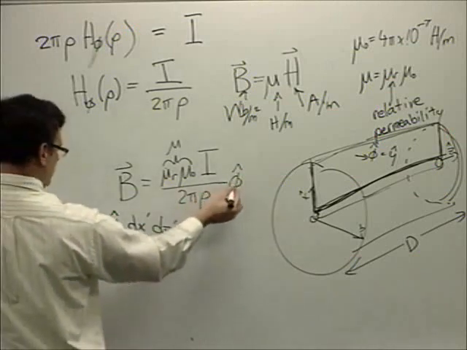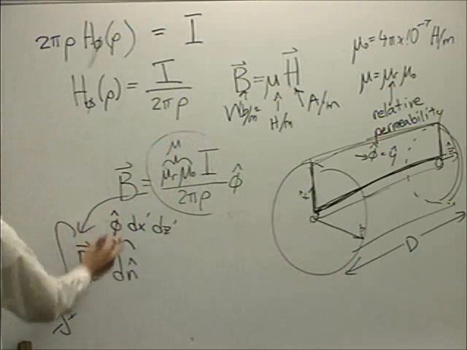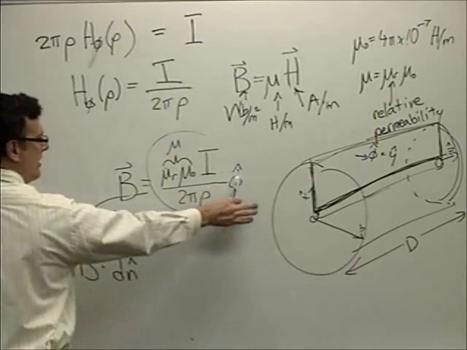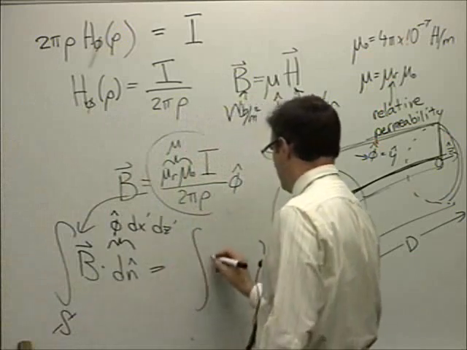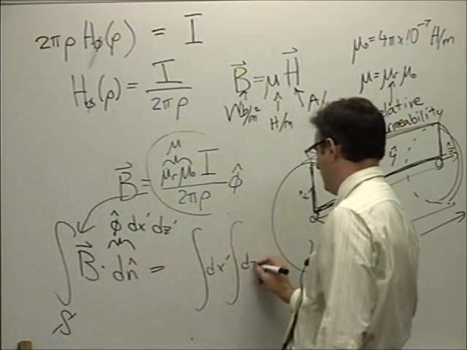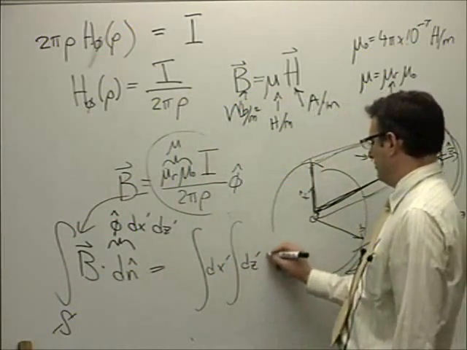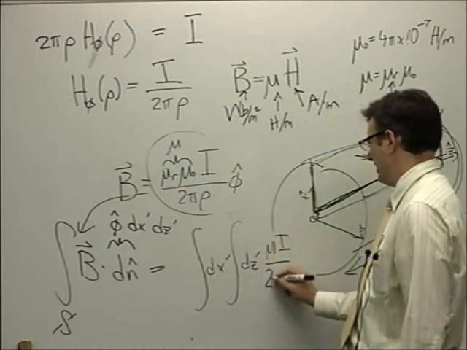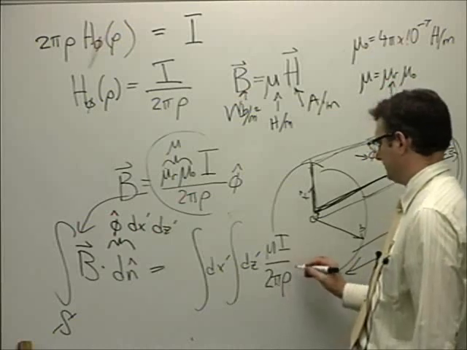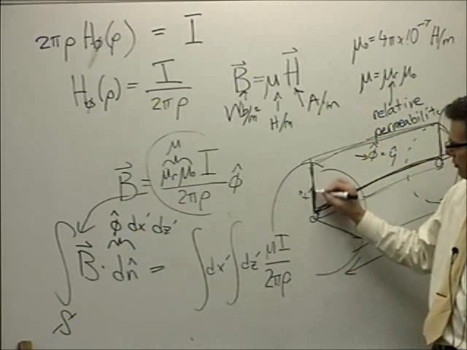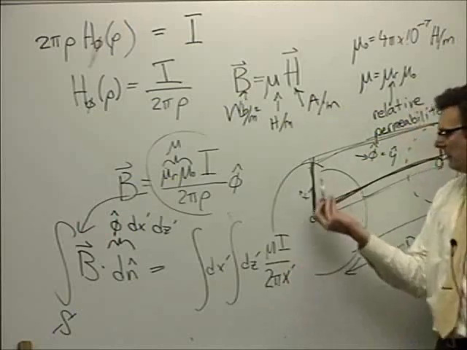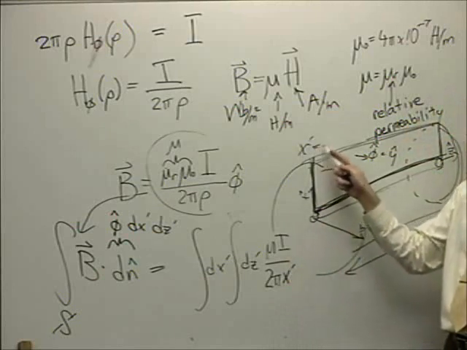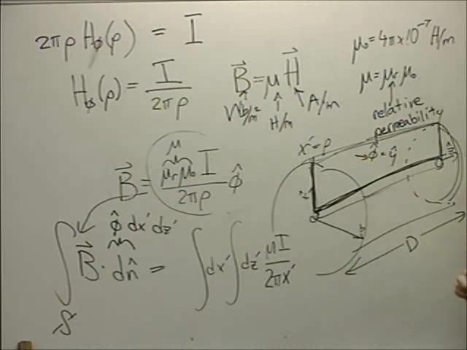And, of course, I can plug this directly into here. Again, the problem is conveniently lined up so that my phi hat dots into something that also has a phi hat direction. The phi hat dotted into itself is equal to 1. And what I'm left with is a nice scalar integration over dx prime and dz prime of mu I over 2 pi rho. Now, I've got to be careful here because as I move out in x, my rho gets farther away. So let me put that as x prime. When I'm lined up in this rectangle, x prime is equal to my distance from the z-axis. So there's nothing wrong with doing that.